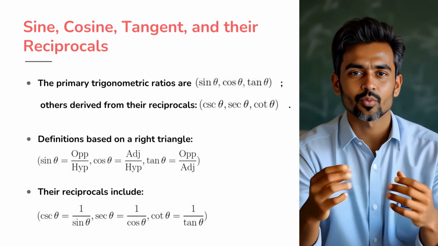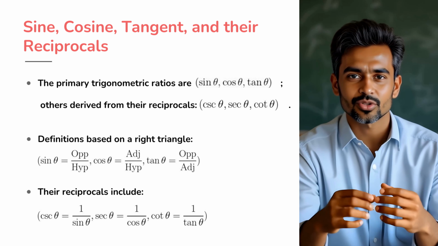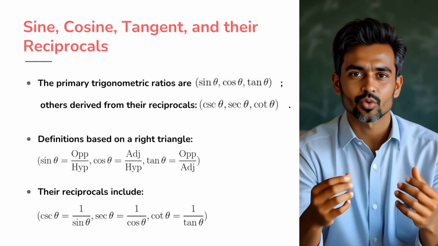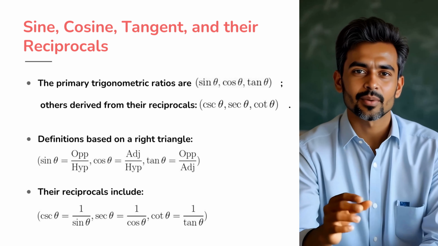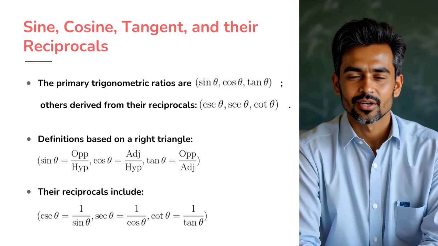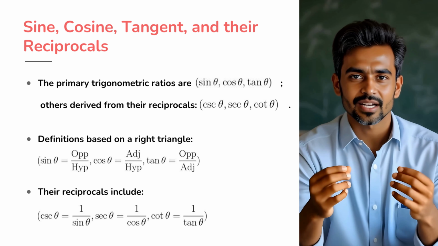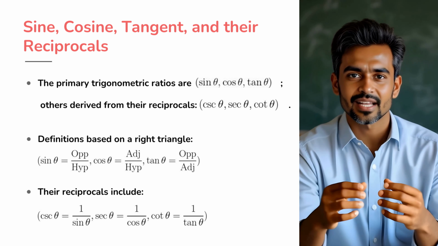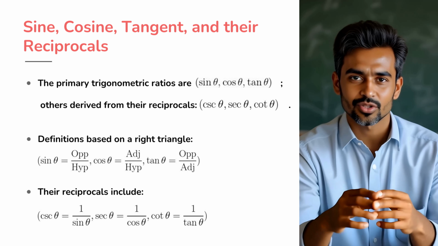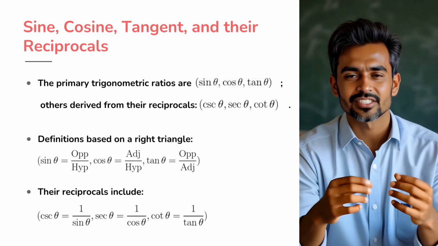The 3 primary ones are sine, cosine, and tangent. But there are also their 3 reciprocals: cosecant, secant, and cotangent. Let's take them step by step. Remember our triangle? For an angle theta, we have this: sine of theta is opposite side divided by hypotenuse. Cosine of theta is adjacent side divided by hypotenuse. Tangent of theta is opposite side divided by adjacent side.